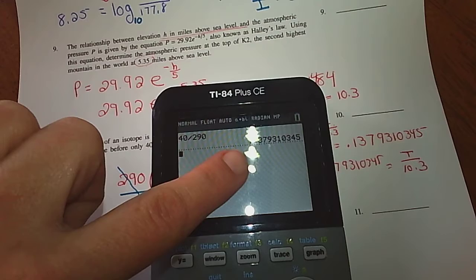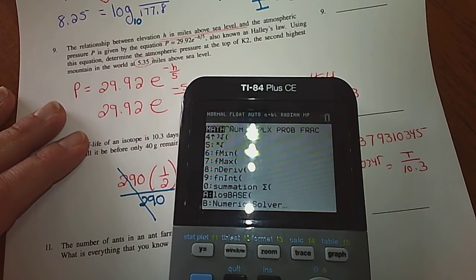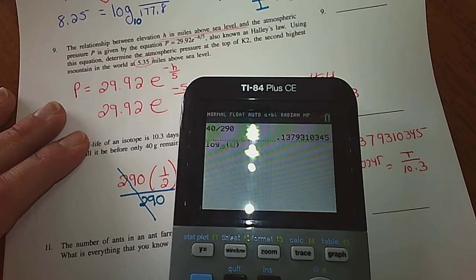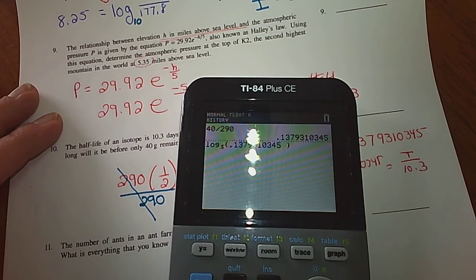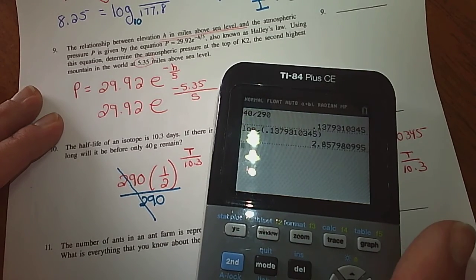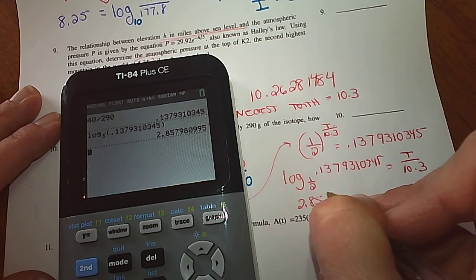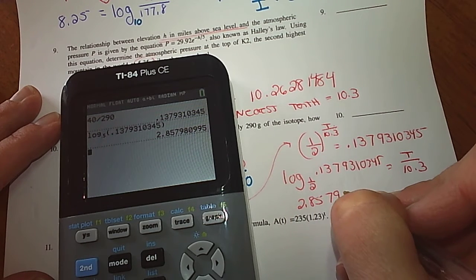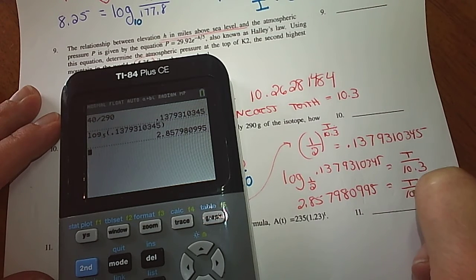All right, so I'm going to go to my calculator. Now, I'm going to leave that number on the screen. I'm going to hit math, go up to log, put in 1/2. I'm going to put in 0.5. Then, for this guy, I'm just going up and grab him. See, and it puts it in there for me. And we have this guy. So it's 2.857980995 equals t over 10.3.